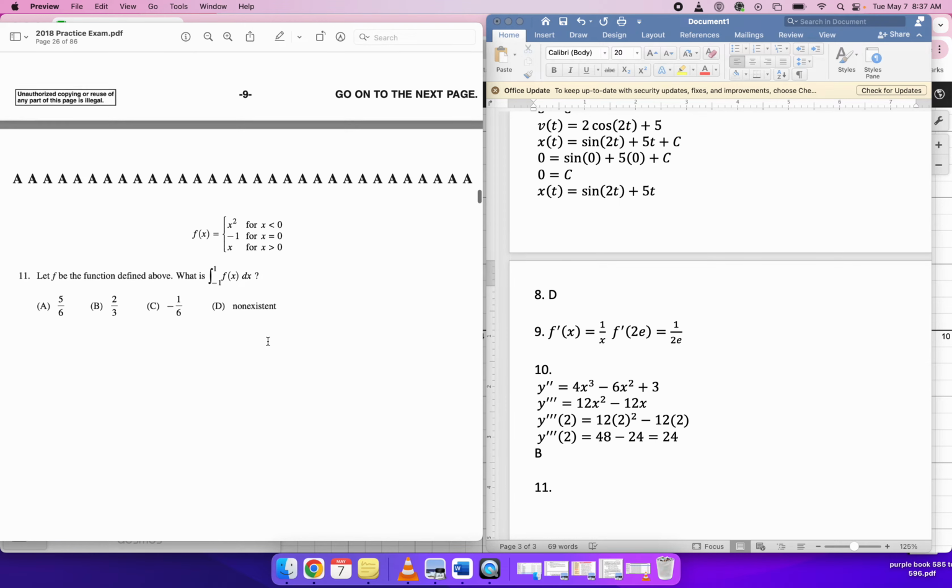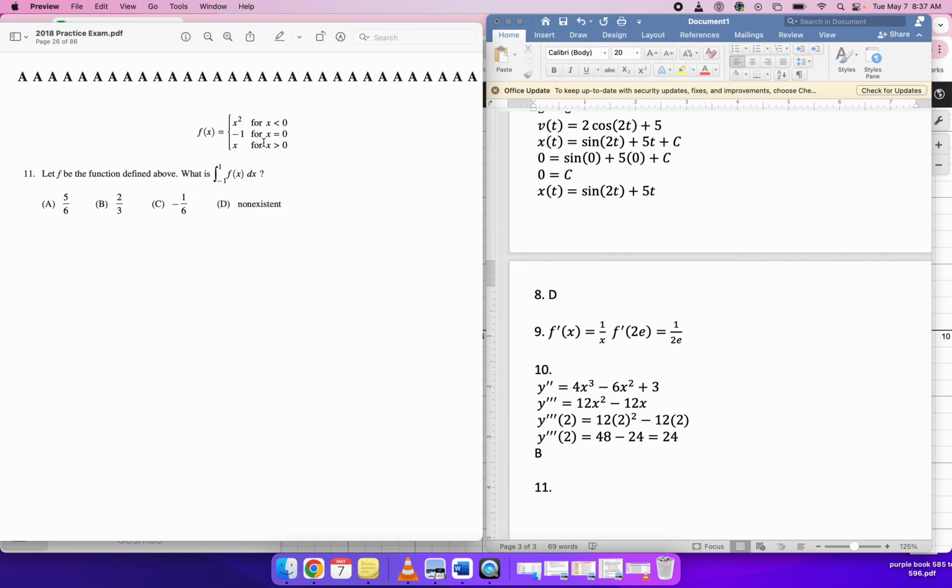Number 11. Let f be the function defined above. What is this integral? So this, of course, is the area under the curve.